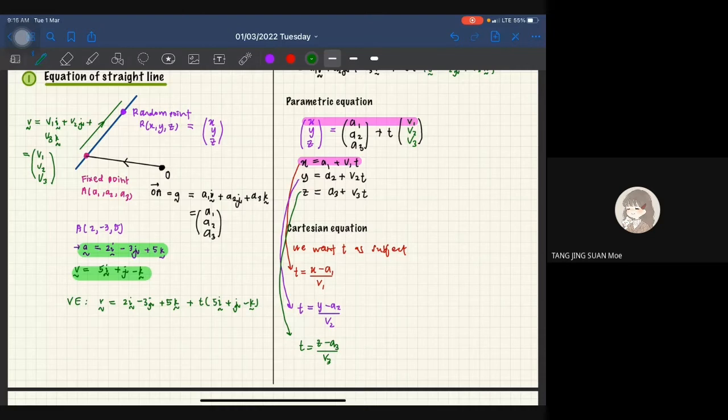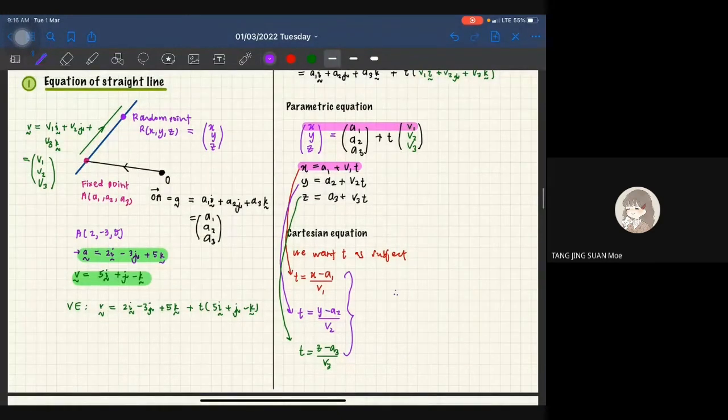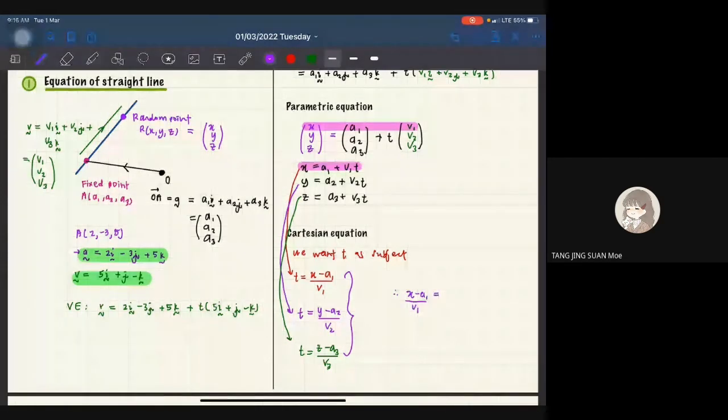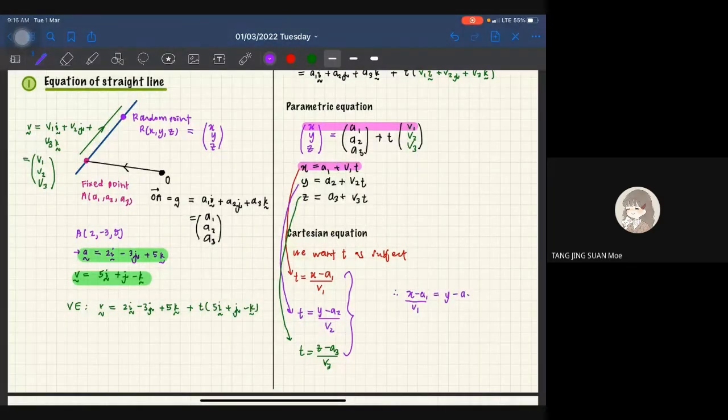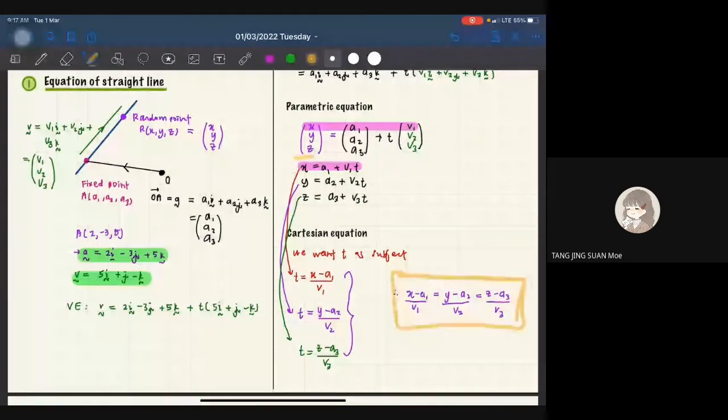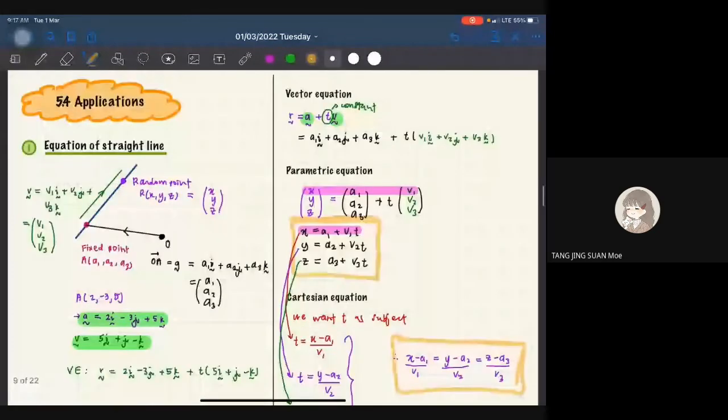Okay, so kita ada T dekat depan ni sebagai subjek kita. So maksudnya ke semua nilai, ke semua equation yang awak ada sekarang ni dia adalah equal to each other. So you will get x minus A1 over V1 is equal to y minus A2 over V2 equal to z minus A3 over V3. Right, settle. So this is your Cartesian equation. Okay, so kalau parametric yang ini. And then untuk vector is this one.